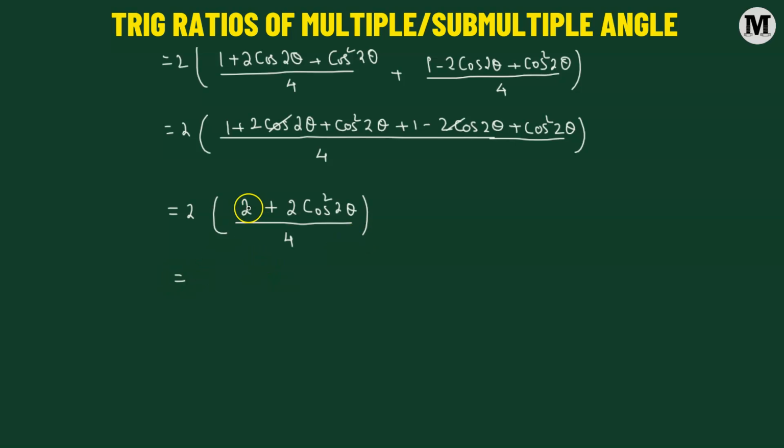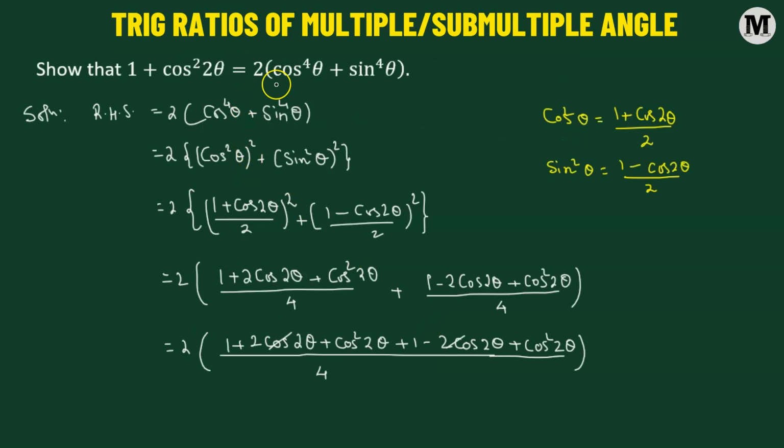Now if we factor out this 2 from the numerator and multiply it with 2, we get 4 times 1 plus cosine squared 2 theta divided by 4. So the 4 and 4 get cancelled out, and that leaves us with 1 plus cosine squared 2 theta, which is the expression on the left hand side. So hence 1 plus cosine squared 2 theta equals 2 times cosine theta raised to the power of 4 plus sine theta raised to the power of 4.